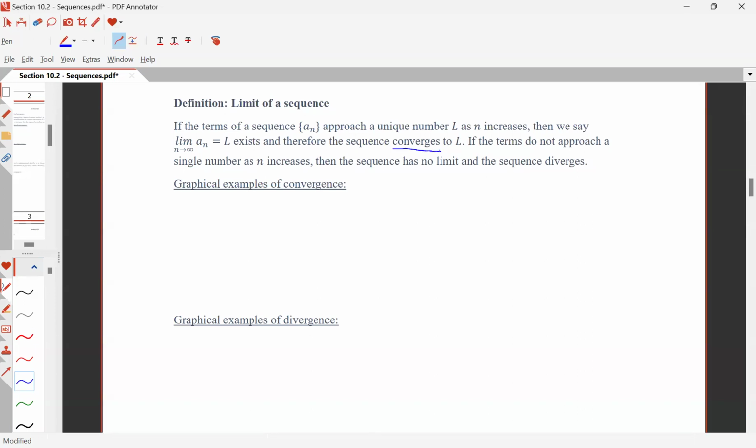So when we're talking about convergence of a sequence, it's going to be, does the limit exist when we take this infinite limit? If the terms do not approach that single number, then the sequence has no limit and the sequence diverges.